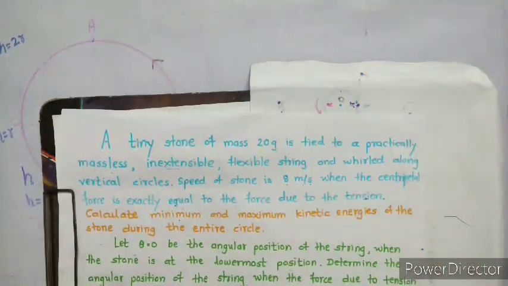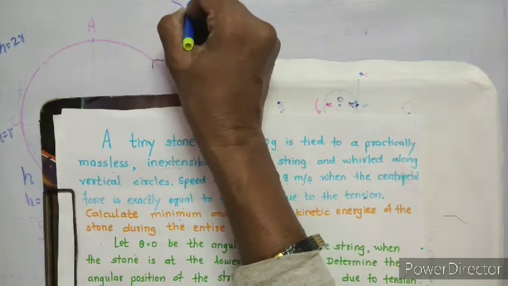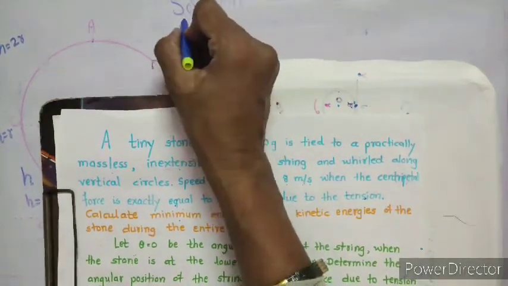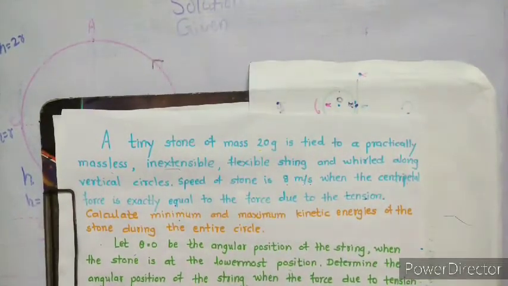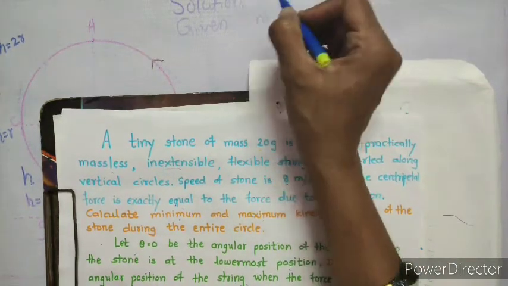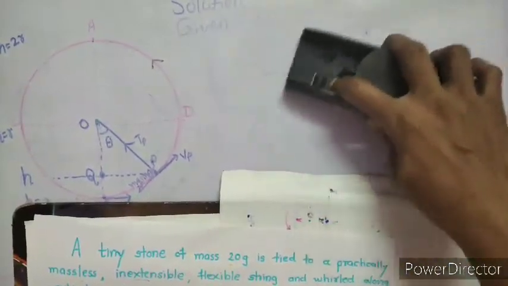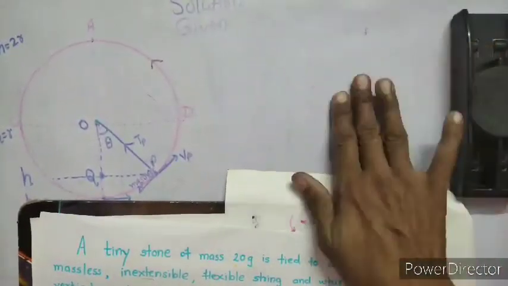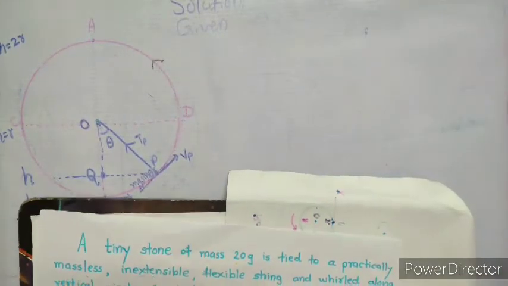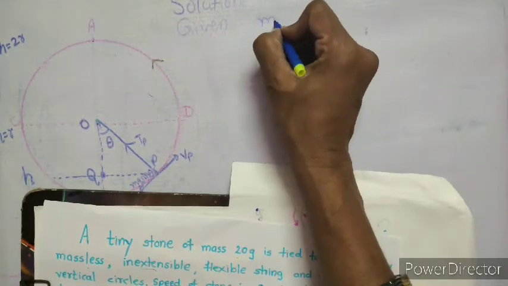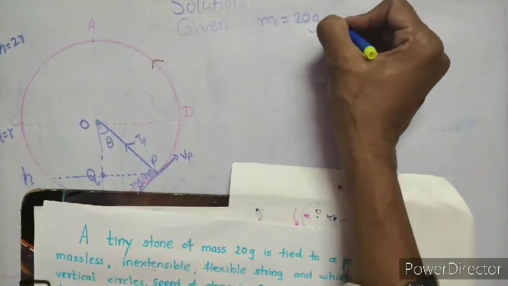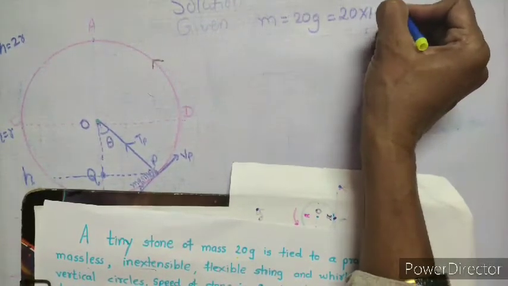So here we start the solution of the problem, and given values we have to write first here. We write given values. So first given value we write as 20 gram mass. M is equal to 20 gram. Also speed is given. M is given like this, 20 gram. It can be in kilogram, 20 into 10 raised to minus 3 kilogram.